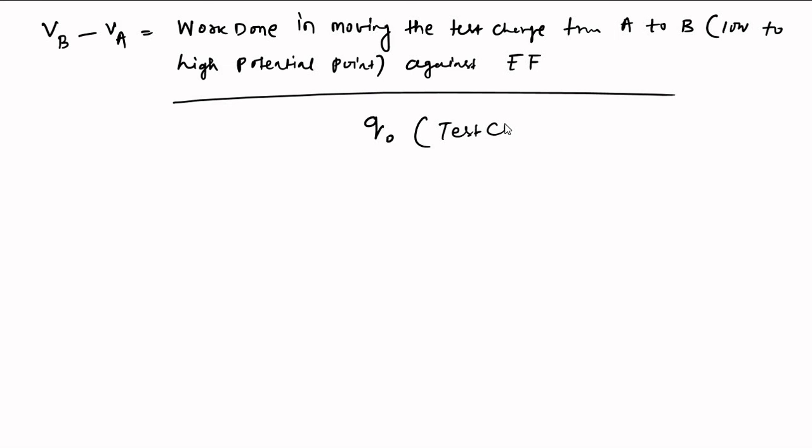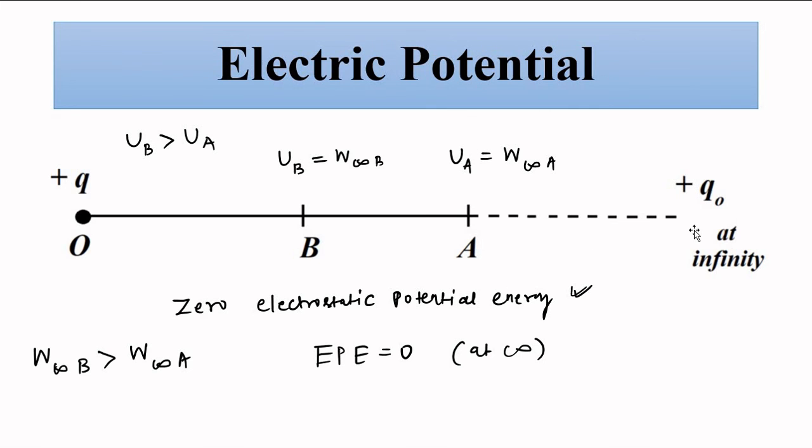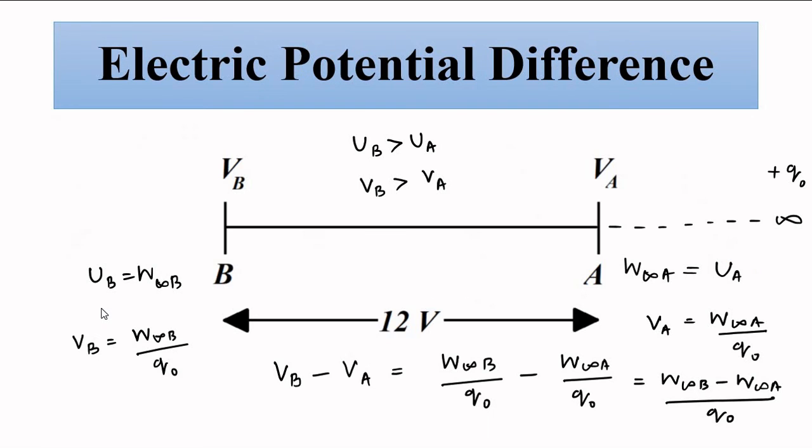So always understand, whenever we define potential difference, it simply means we have 2 points which are at different electric potential values. One is at a higher potential, the other one is at a lower potential, and it simply means the work done against the electrostatic force in moving the test charge from the lower potential point to the higher potential point. Everything is defined with respect to infinity. So for that, first we have to understand the electric potential concept, then we can go to electric potential difference.